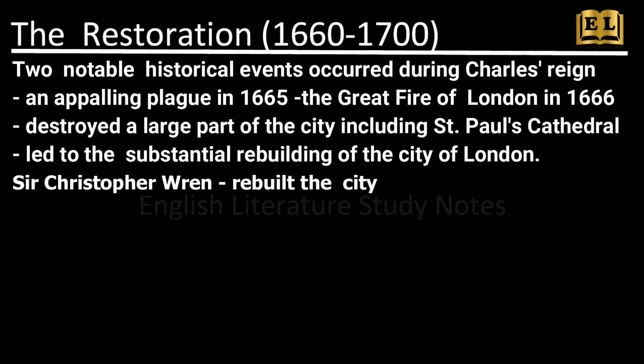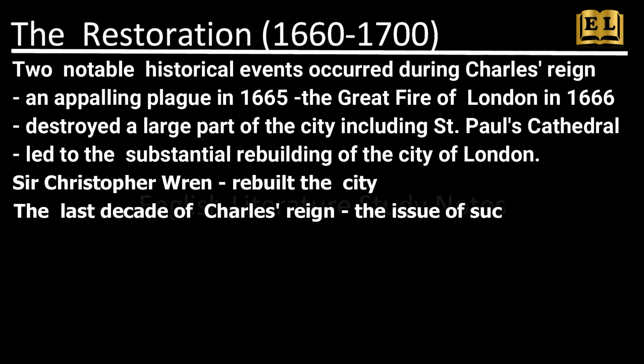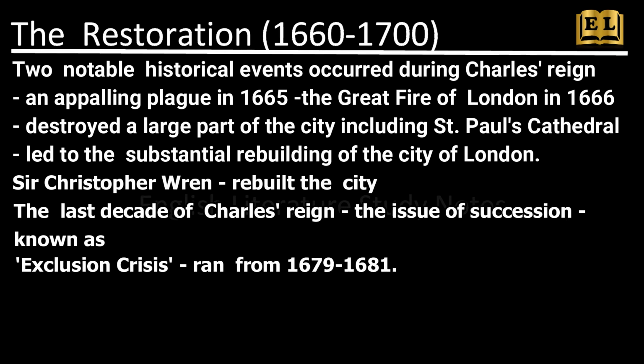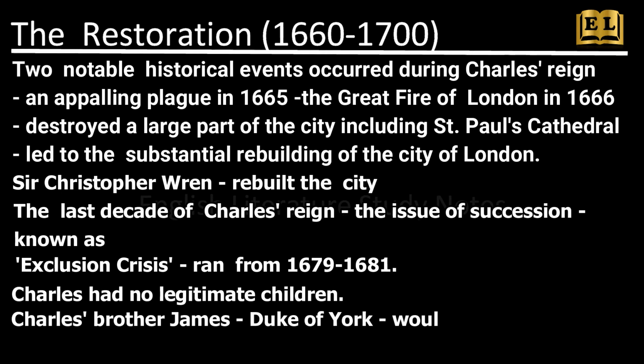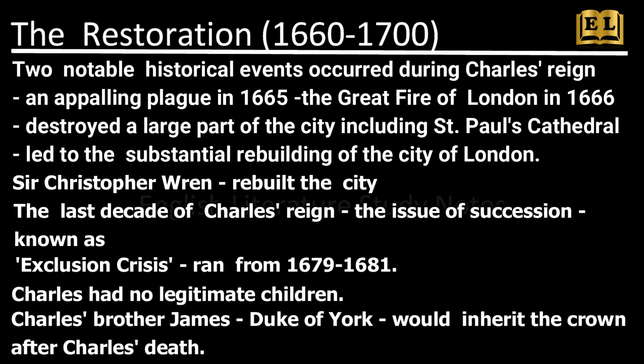The last decade of Charles' reign was fraught by the issue of succession. It was a political episode known as the Exclusion crisis that ran from 1679 to 1681. Charles had no legitimate children, so Charles' brother, James, Duke of York, would inherit the crown after Charles' death. James had converted to Roman Catholicism. In a climate intensely hostile to Catholicism, the prospect of a Catholic succession to the throne was unpopular. Efforts were made to exclude James from the throne.